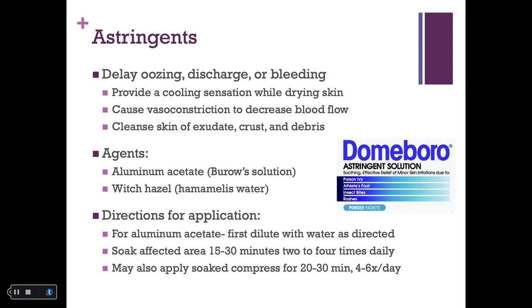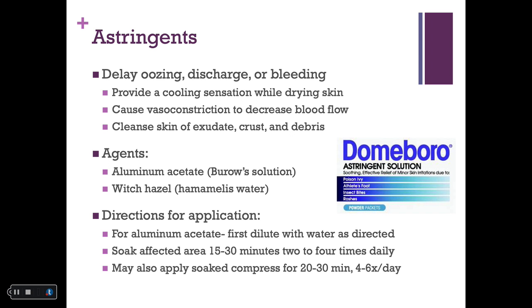Astringents are used in wounds that are weeping. If you provide an astringent, which usually is a soak, so the Domboro solution shown on the slide is a soak. It's a powder that you pour into water, and it helps with the delaying of oozing, discharge, and bleeding. It's going to have a cooling sensation, and it does this by constricting the vasculature, which is going to decrease blood flow and hopefully decrease all of those symptoms that you want to get rid of.